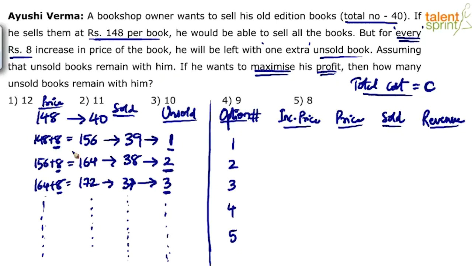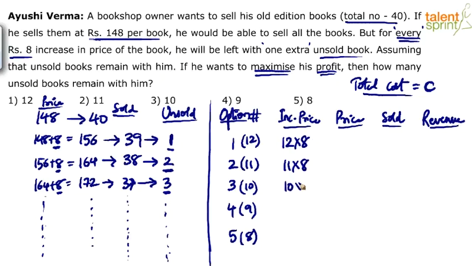So option 1 has got what? 12 unsold books. Option 2, 11 unsold books. Option 3, 10, 9, 8. So what is the increment in the price? See, 12 books were unsold implies the price increment was 12 into 8. Here the price increment is 11 into 8. Here it was 10 into 8. Here it was 9 into 8. Here it was 8 into 8. You getting it? For every one book which is unsold, the price increases by 8 rupees.